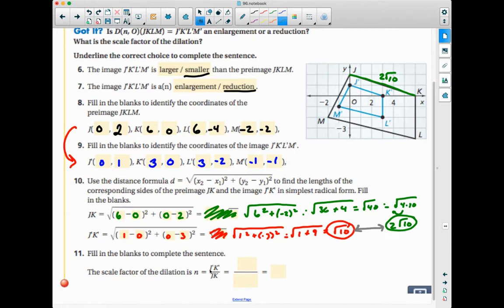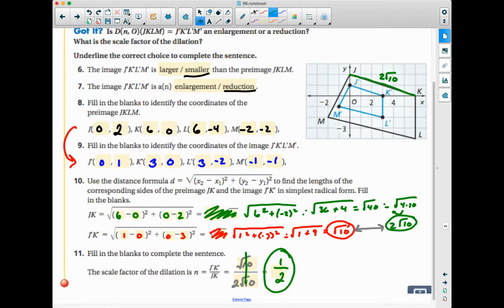Well, my image is going to be square root of 10, and my pre-image is 2 square roots of 10. Well, the square roots of 10 cancel. I'm left with 1 on top, in fraction world, and 2 on the bottom. So there is my scale factor.